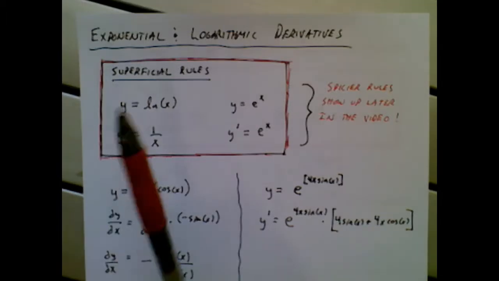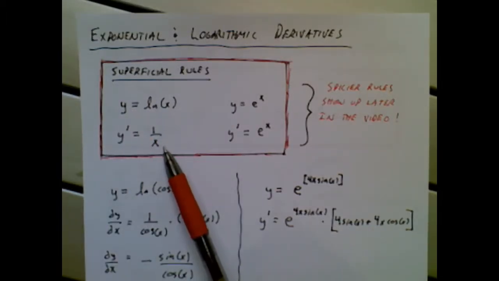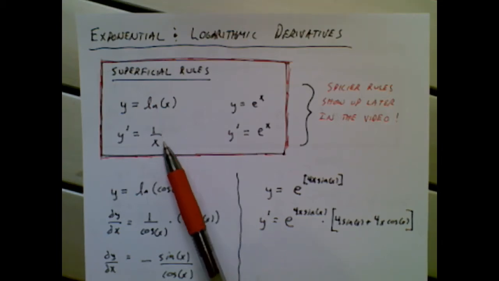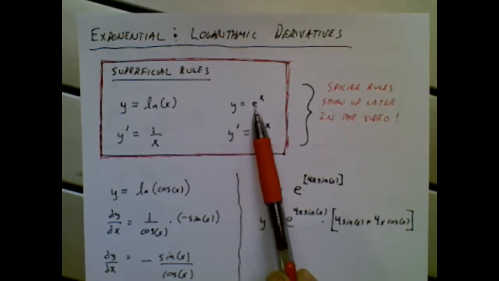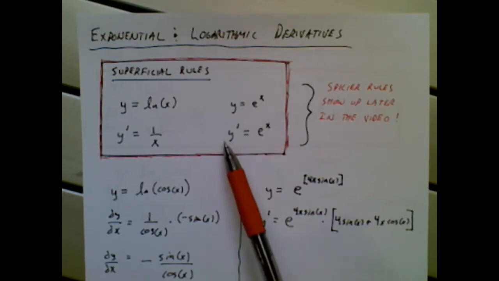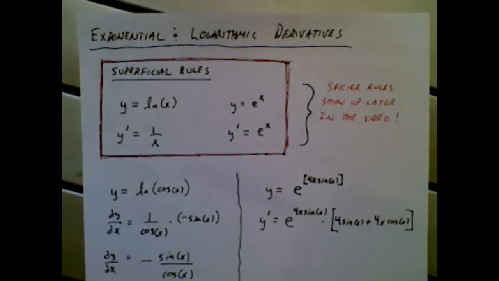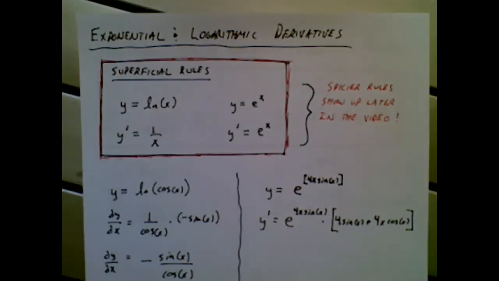These are so easy. If you have the natural log function, the derivative is just 1 over the inner guts. If it said natural log of taco, your derivative would be 1 over taco. And even easier, y equals e to the x has a derivative that is e to the x. The derivative is the same thing as the function. Crazy, huh? We're going to spice those rules up later.